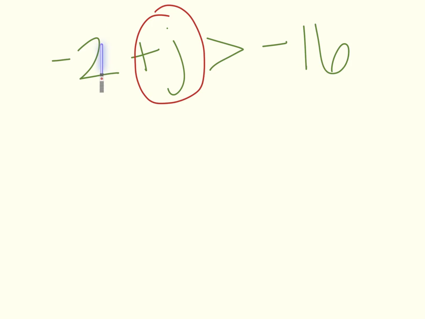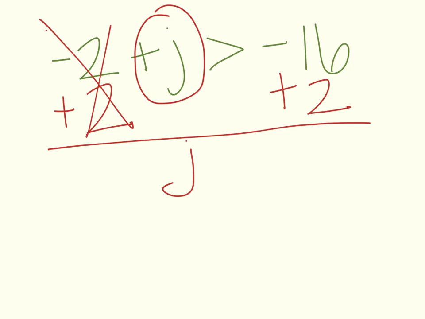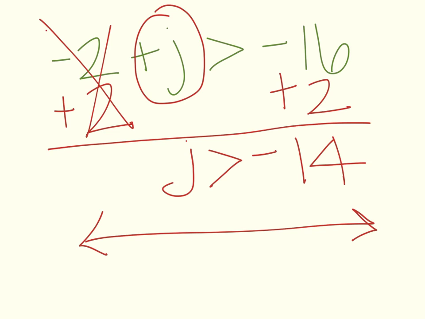So what's the inverse of -2? +2. And what I do on one side, I do to the other. You guys are all pros at this by now. So -2 plus 2 becomes 0, but I still have this j left over is greater than -14. Then when I graph that, I plot -14.